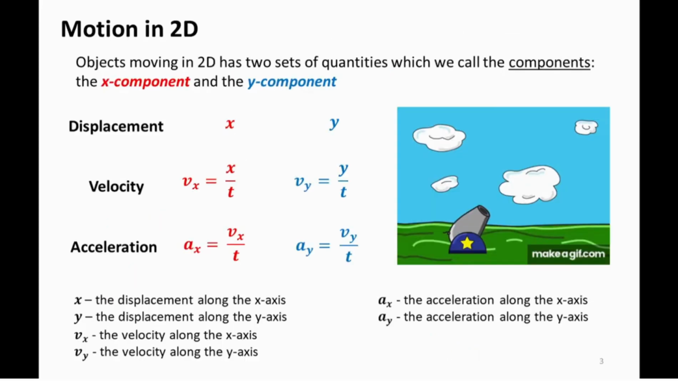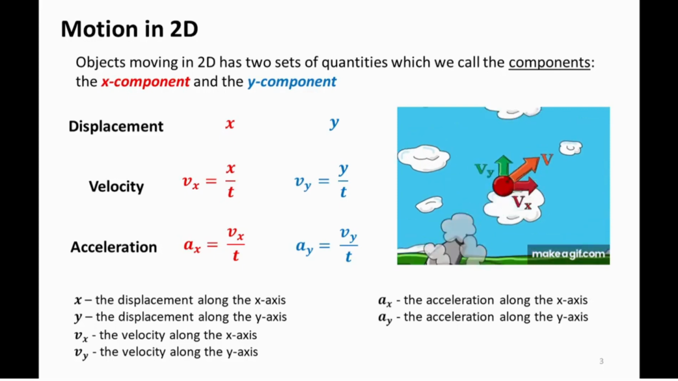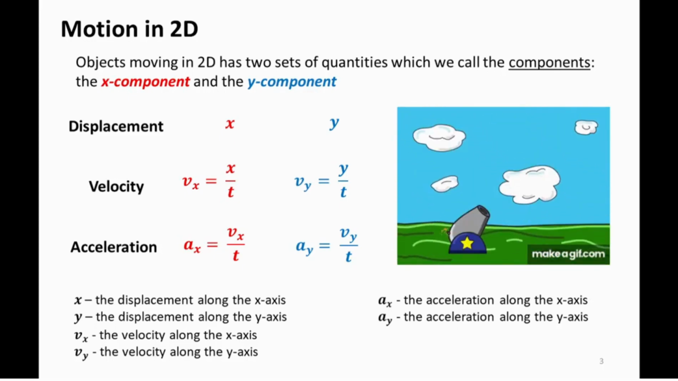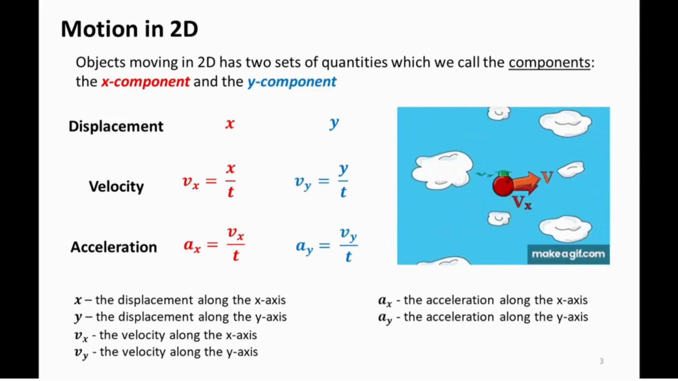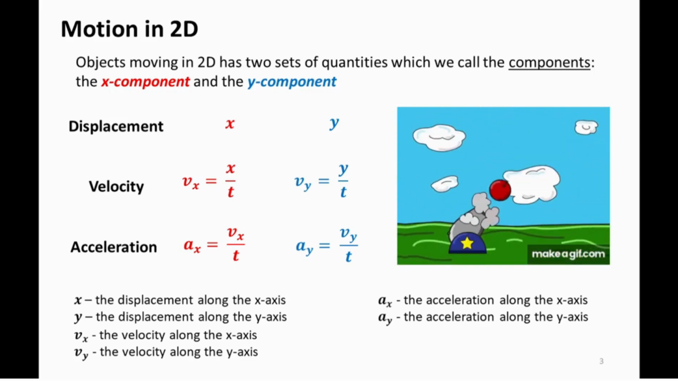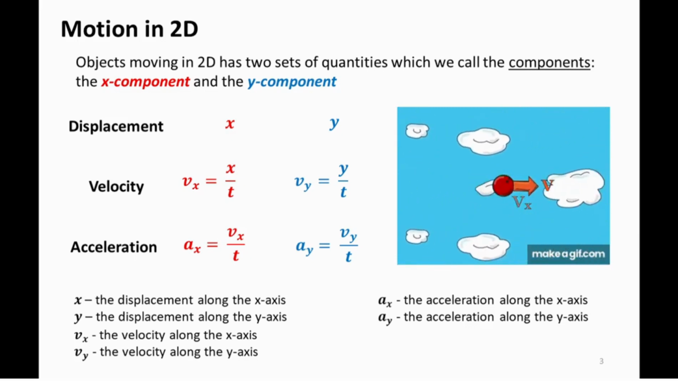We will discuss more about uniform circular motion later, but as of now, we will focus first on the projectile motion. Since 2D motion is a combination of motions along two axes, the objects moving in 2D have two sets of quantities, which we call the components. The x component, and we also have the y component.